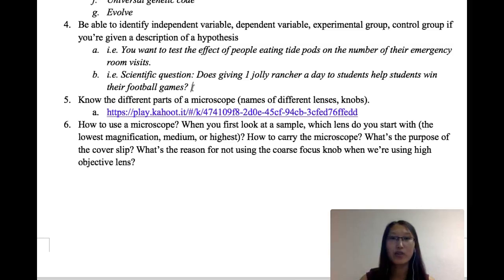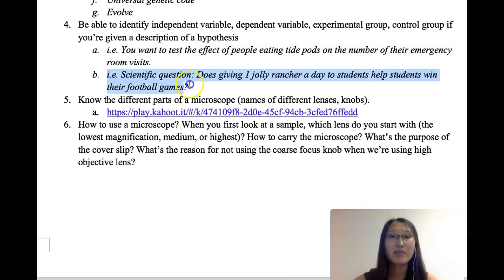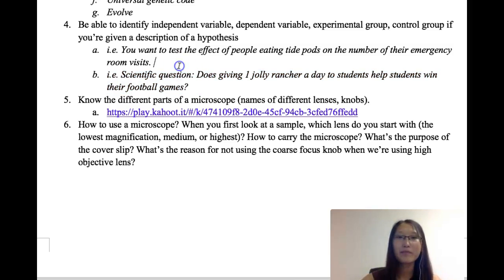So you want to make sure that you know how to do this type of question. I'm going to give you A as an example, and walk you through the independent variable and all that. B is going to be your homework, so you could potentially do it as practice. And if you want to send me your answers and have me check them over for you, you could do that. Okay?